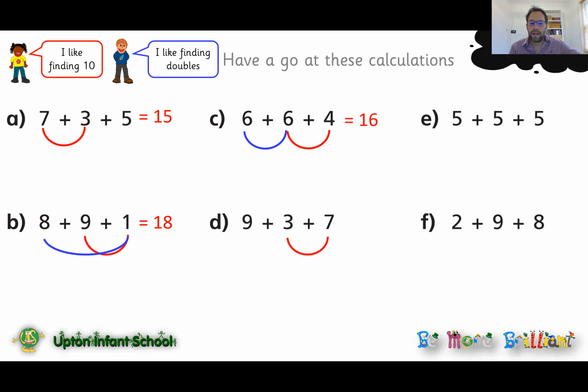Yes, 3 add 7 is 10. 10 add 9 is 19. Can't see any doubles in there though. What about E? Well, that's 5, add 5, add 5. We're quite good at counting in fives, aren't we?